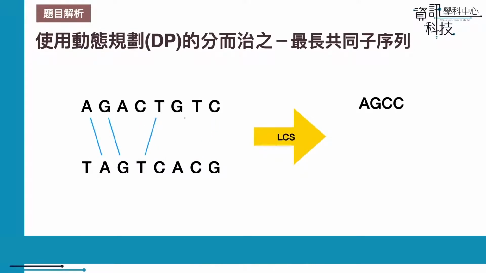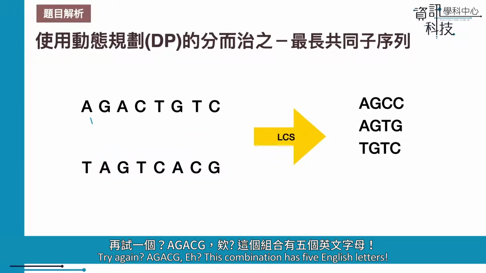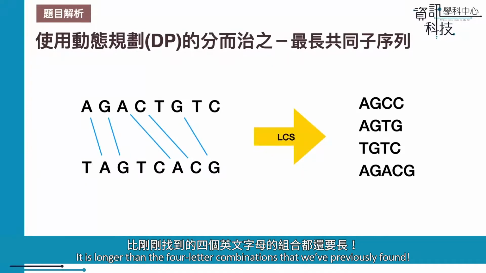AGTG. Next, let's try looking from the middle. TGTC. Try again. AGACG. This combination has 5 English letters. It's longer than the 4-letter combinations we previously found.